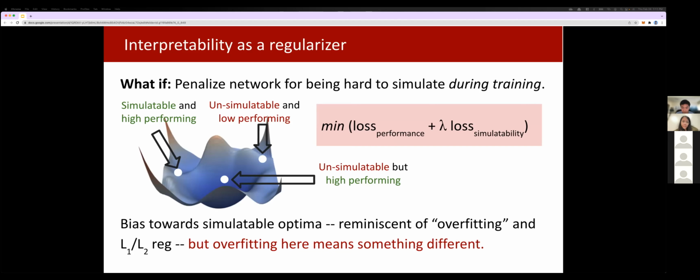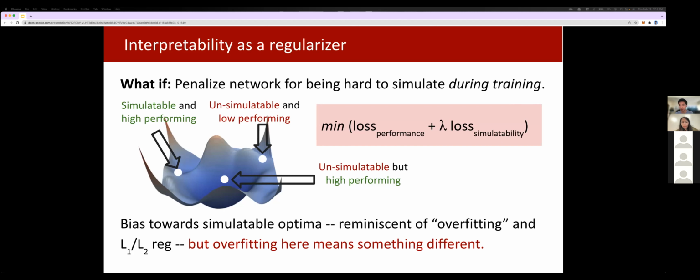Okay, so the intuition is that I want to treat interpretability or simulatability as a regularizer term in my objective. I want to penalize my network for being really hard to simulate while we're still training. So in your head, you might think we have this weird, very complex landscape of all the minima that my neural network could achieve. And some of them are going to be highly performing.